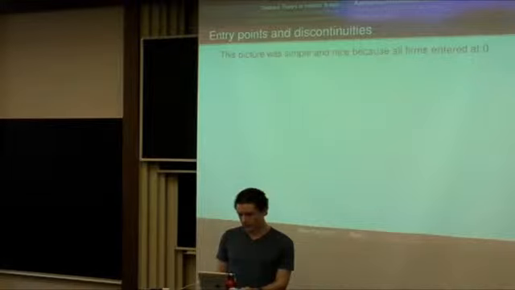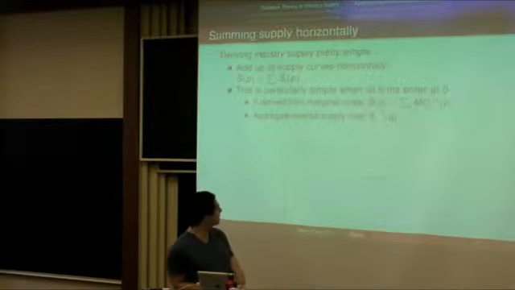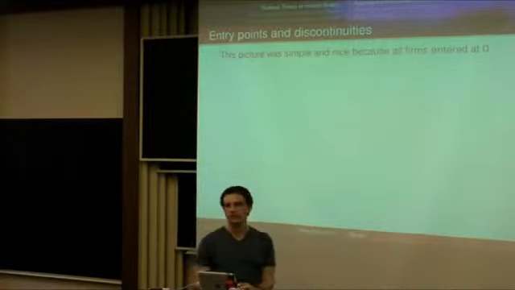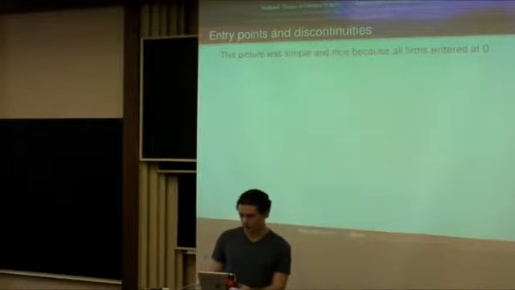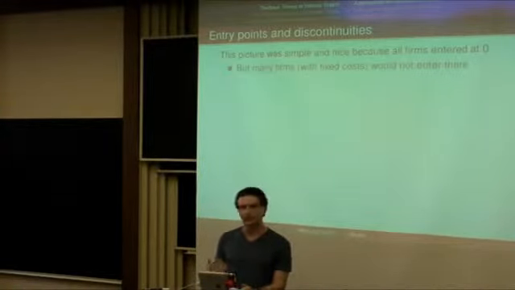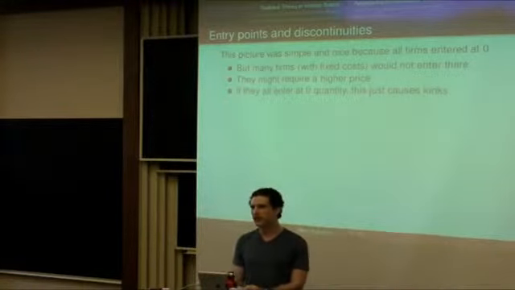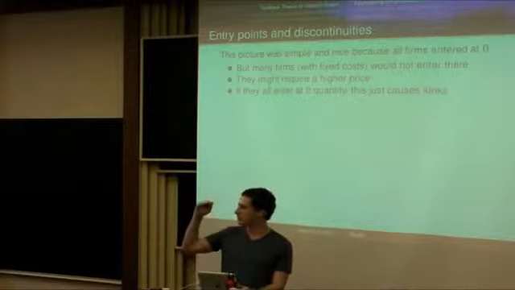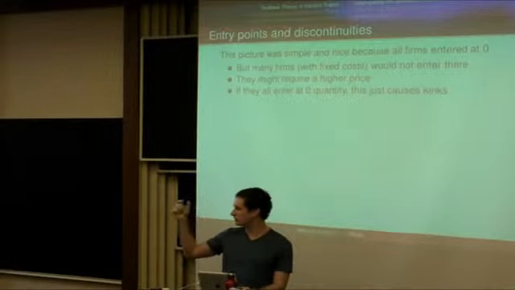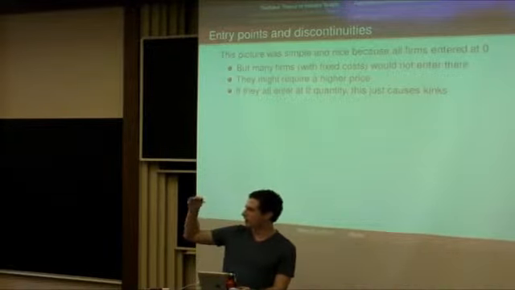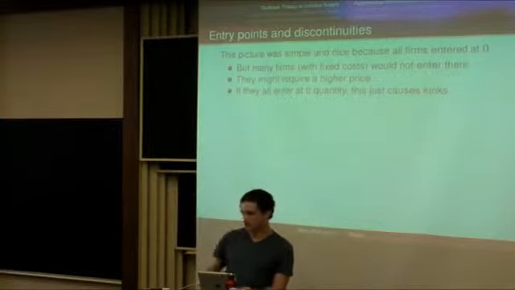Okay. So the reason that this picture was so nice and simple is that all the firms entered the market at a price of 0. That is, they started producing something even when the price was 0. But many firms, of course, have fixed costs, as we've been emphasizing for the last 2 lectures, and would not enter at a price of 0. They might require a higher price. And when the price gets up to the price where they're willing to enter at a quantity of 0, that is, if the price is 5, they'll produce 0 units. If the price is 5.1, they'll produce some very small number of units and then gradually increase from there.